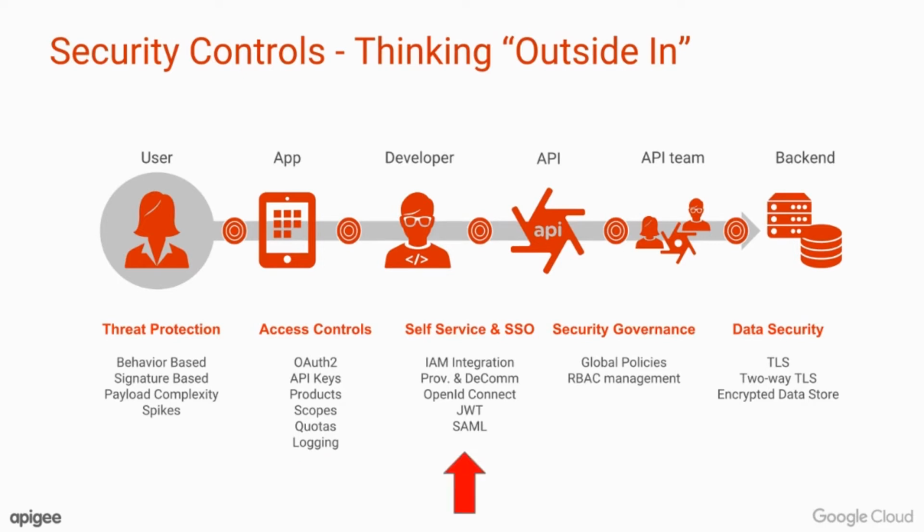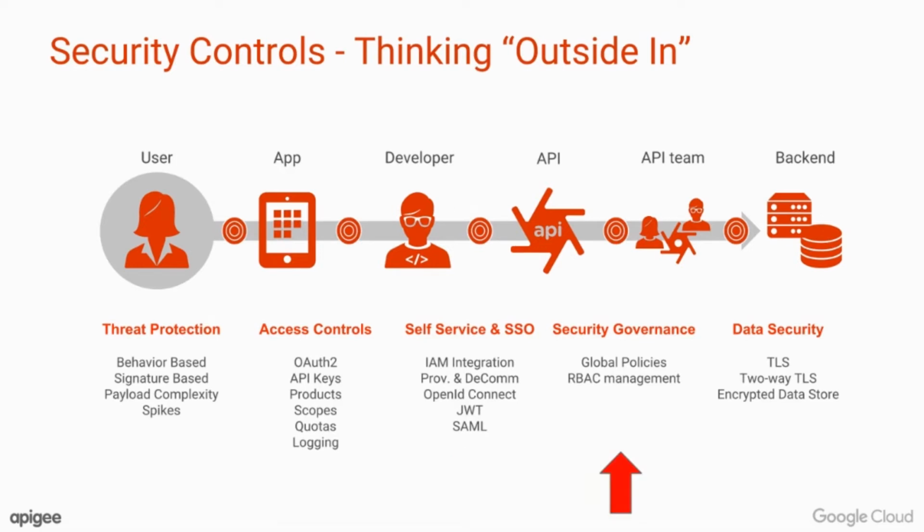Apigee works with your identity and access management products like SiteMinder, Ping Federate, Okta, ForgeRock, etc. for providing single sign-on and self-service experiences for your app developers. Apigee supports OpenID Connect, JWT, and SAML protocols to work with your partners in a federated fashion.